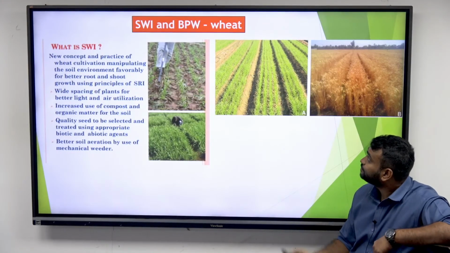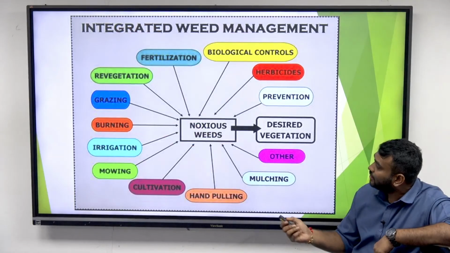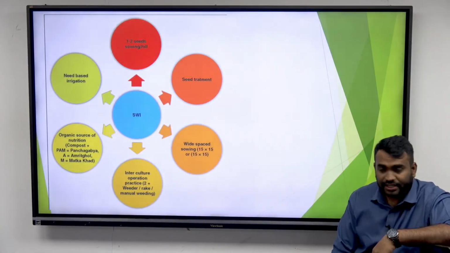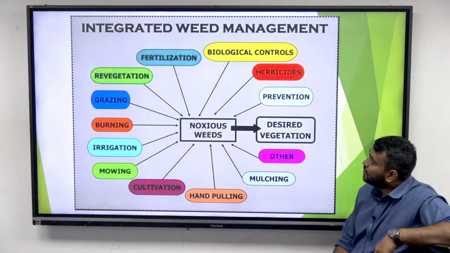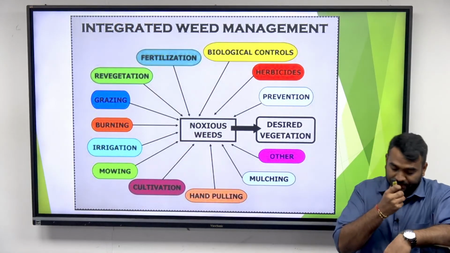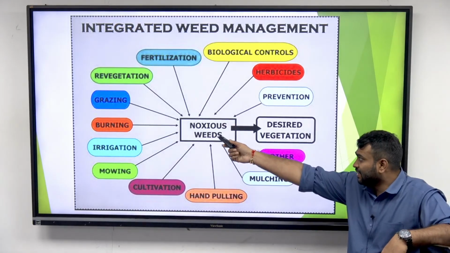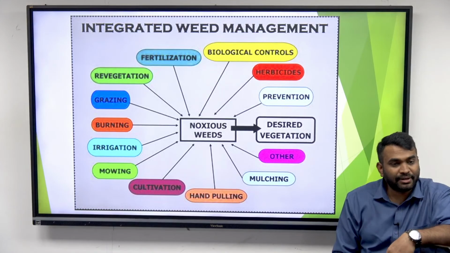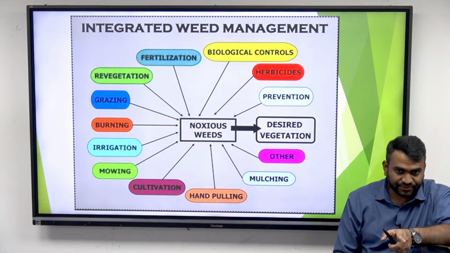We'll move forward. That is SRI, SWI, and SBM, right? SPW. Now, integrated weed management. If we can see here, I have taken this specific one, noxious weed. So noxious, obnoxious, problematic, parasitic. These are the different types of weed.